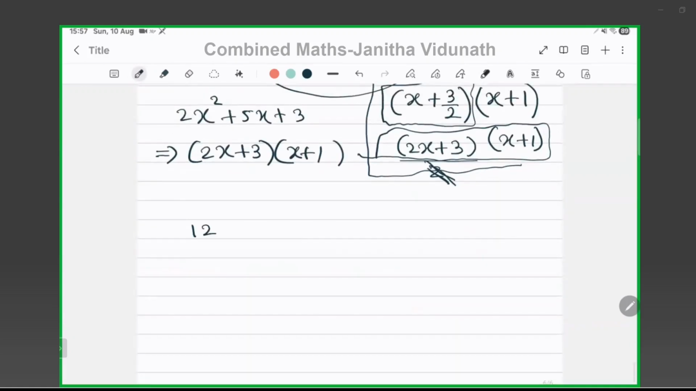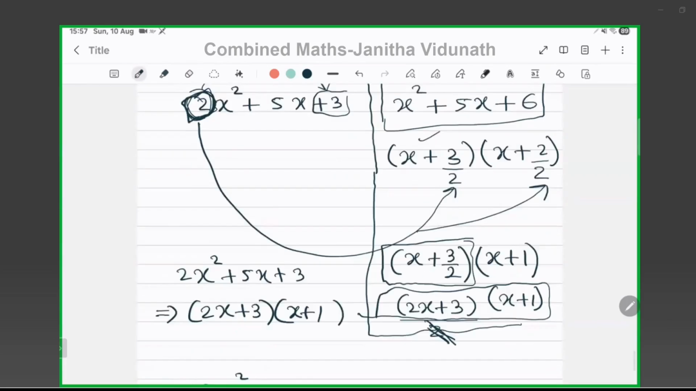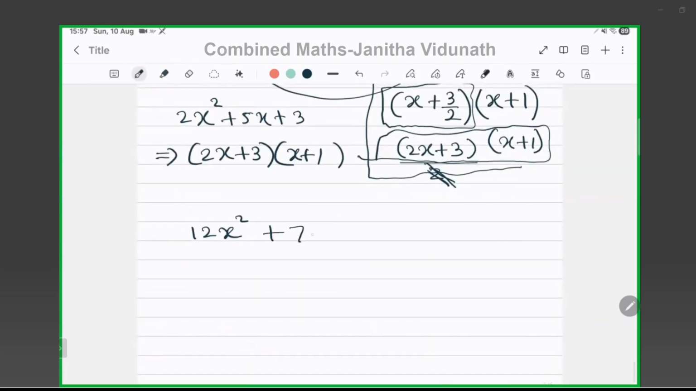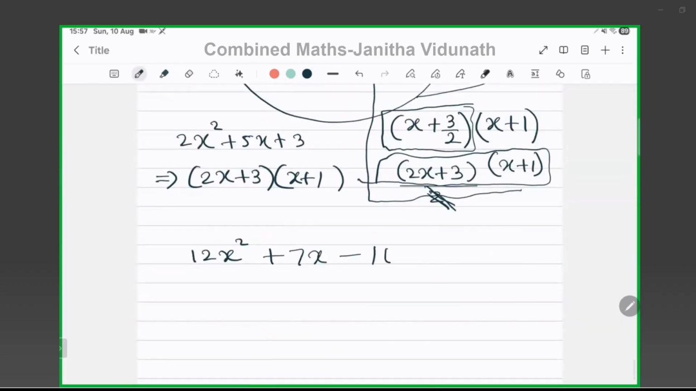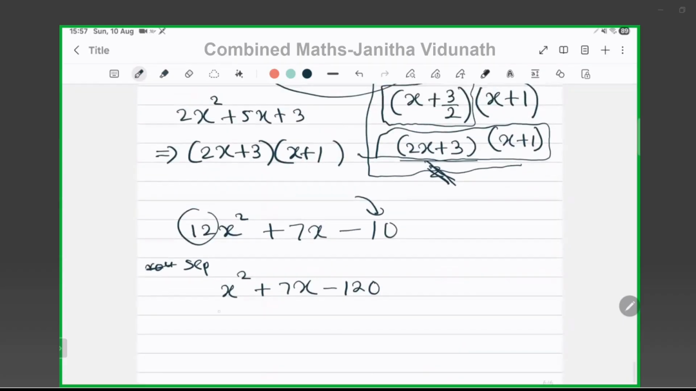Here we get 12x square plus 7x minus 10. Here, in a separate paper, we write this as x square plus 7x. We remove this term and give it to this. Then we get minus 120. Then easily we know that the factors of this are x plus 15 and x minus 8.